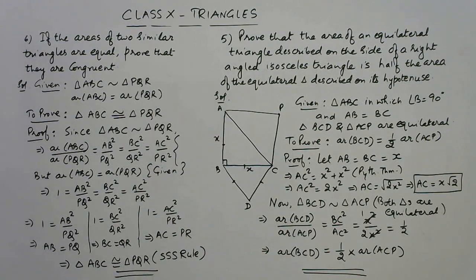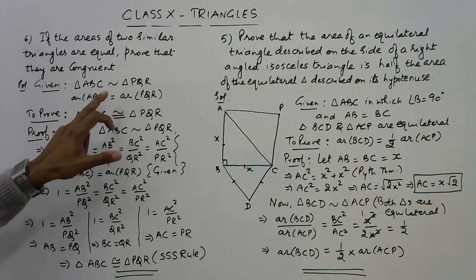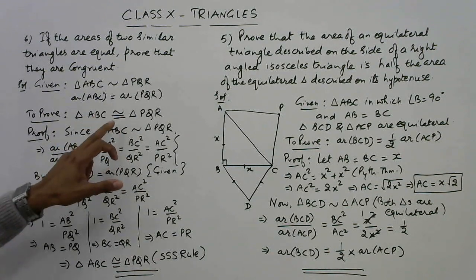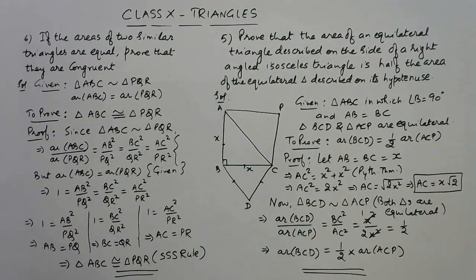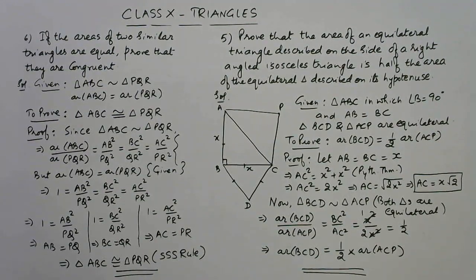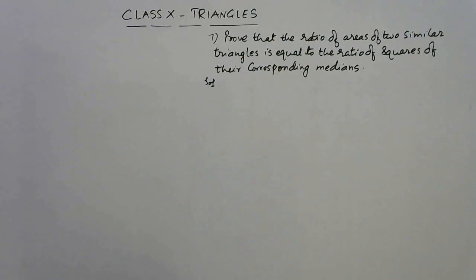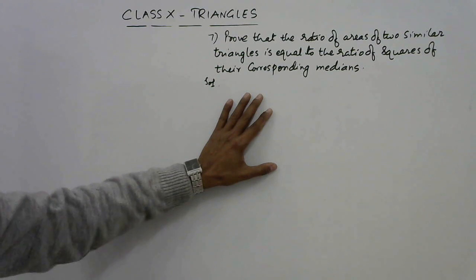So this is the proof of the question. We were given that two triangles are similar and their areas are equal, and we were required to prove that they are congruent, and that is the result we have achieved here. Let's have the seventh question now.